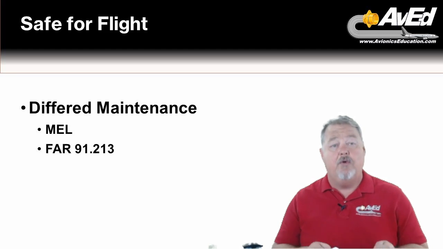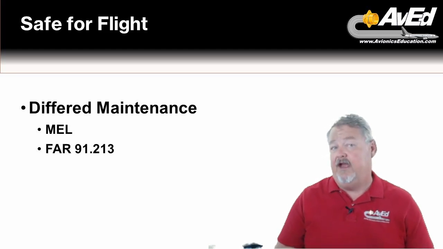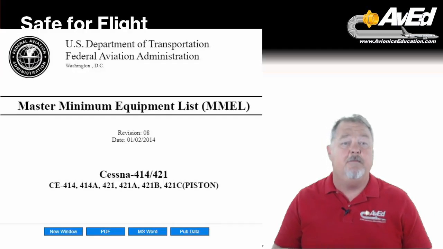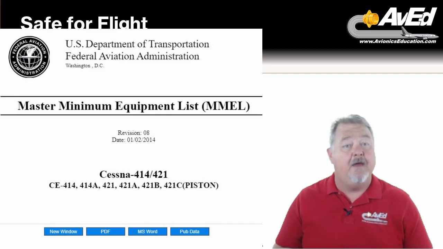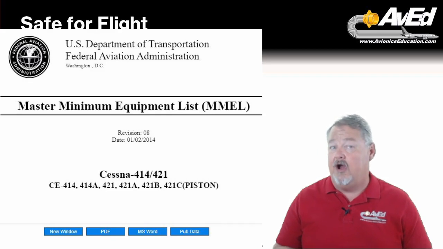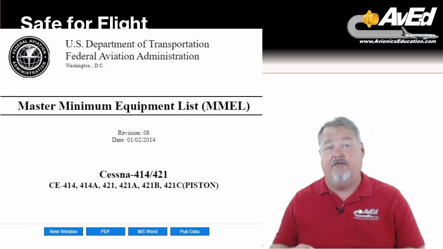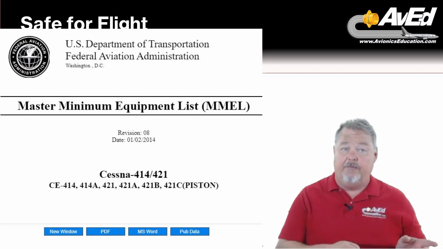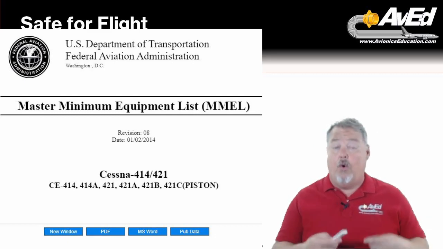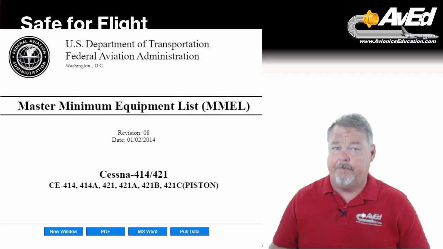Now, for most larger aircraft, the FAA has created master minimum equipment lists, or MMELs. These MMELs are then used by the owner-operator to create a MEL for each aircraft, and the FAA would approve each MEL either individually by aircraft or through the airline process.